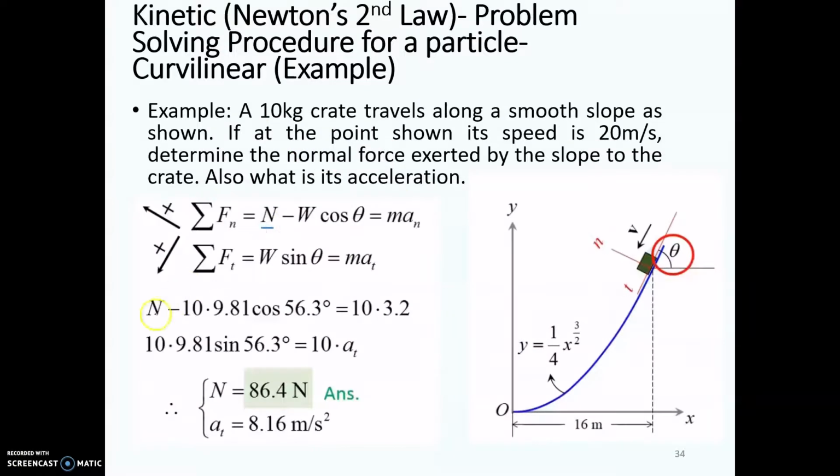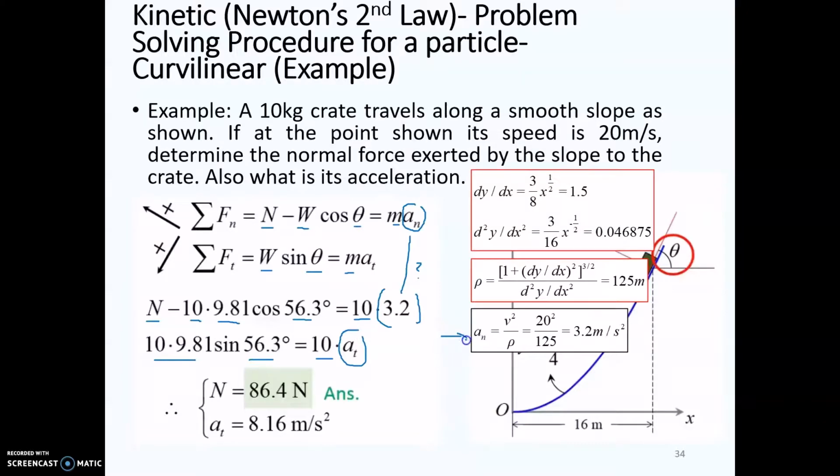The normal force is unknown, so we leave it as N. The weight is 10 kg multiplied by 9.81. The angle is equal to 56.3. So a_N, let's leave it for now. And then you have the mass equal to 10 kg. So this one is unknown yet. The weight is 10 kg multiplied by 9.81. The angle is the same, 56.3. The mass is 10. So the tangential acceleration is unknown.